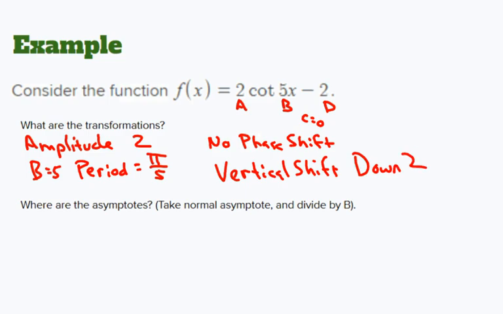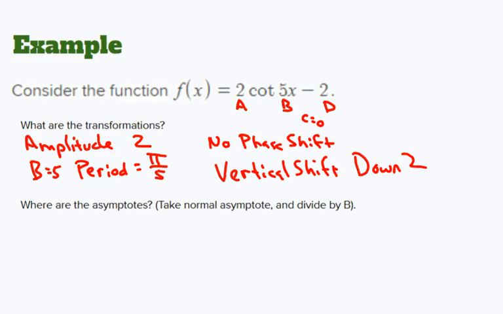Down 2. So those are my transformations. I've looked at A, B, C, and D. How did it affect it? Amplitude became 2. Period became pi over 5 because B was 5. Frequency B was 5. No phase shift because C is non-existent, so it equals 0 in this case. Remember, C and D, if they're not there, they become 0. If A or B are not there, they're 1. Because A and B are factors, C and D are just separate elements. And then the vertical shift was down 2.